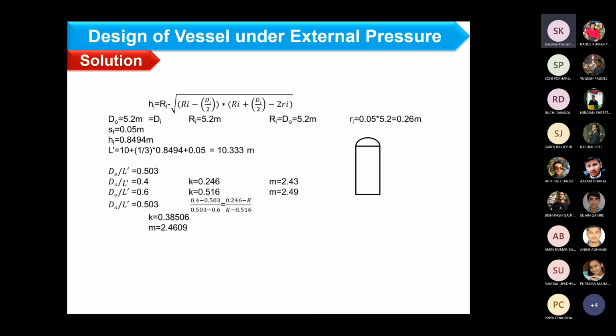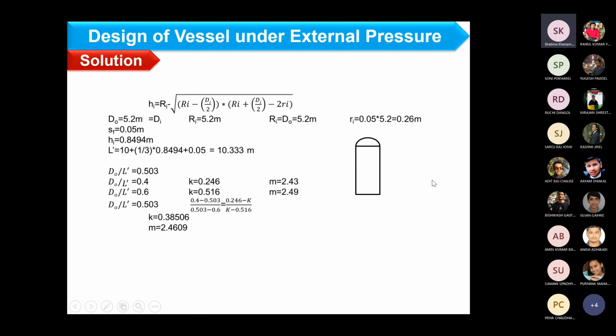Okay. For that, if you recall the elastic instability expression, P was equal to K, E, t, D naught, and we have M also. Okay. All these parameters we should find. So we need to find K and M from the table, and this K and M will depend on Do by L. Okay. And here we need to first find out L.